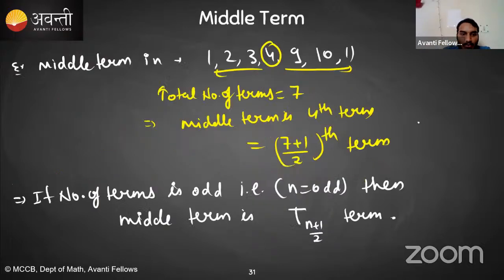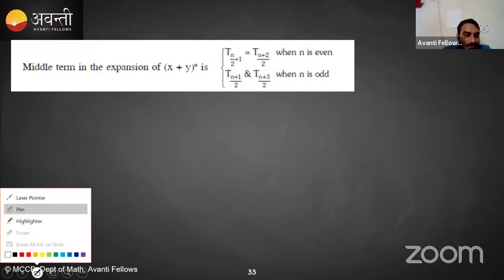If n is equal to odd, then the middle term would be the n plus 1 by 2th term. If n is equal to even, then the middle terms would be the n by 2th and n by 2 plus 1th terms. Clear, everybody? Very good, Mohan. Very good, Subham. Very good, everyone.